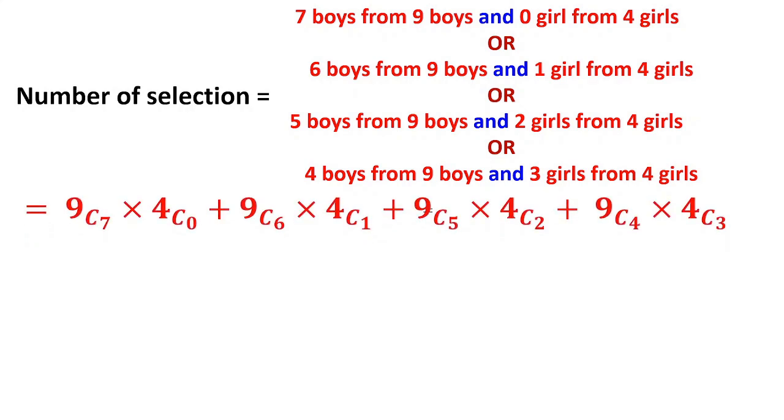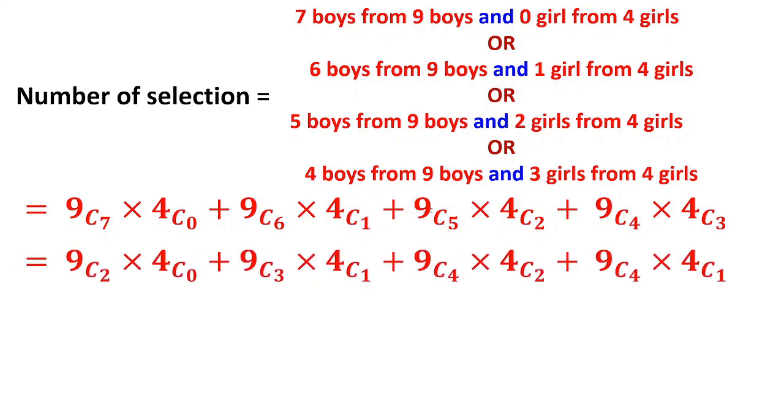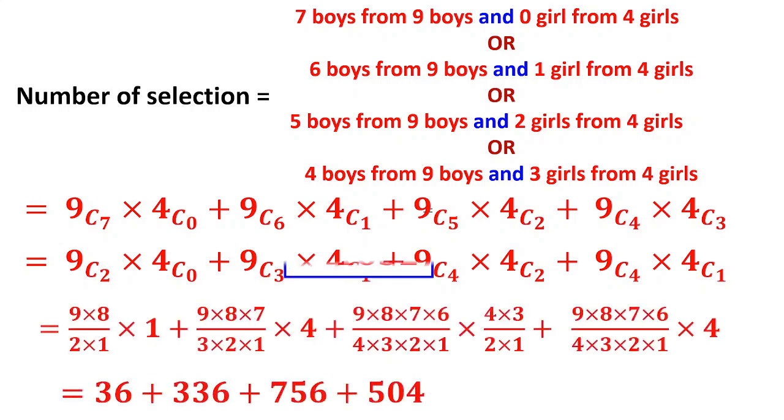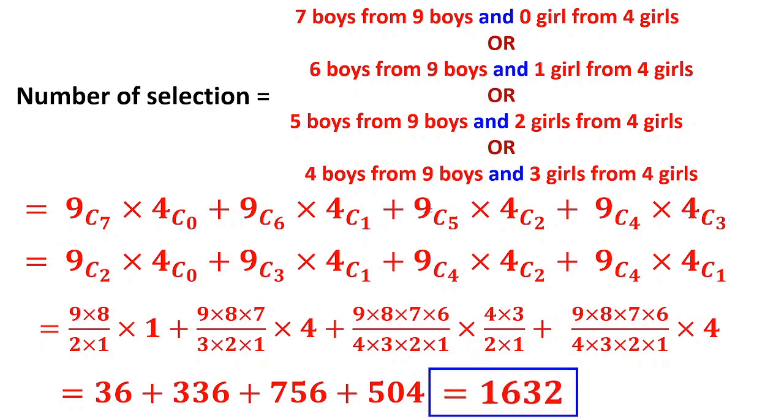7 boys from 9 is 9C7, 0 girls from 4 girls is 4C0, 6 boys from 9 boys is 9C6, 1 girl from 4 girls is 4C1, 5 boys from 9 boys is 9C5, 2 girls from 4 girls is 4C2, 4 boys from 9 boys is 9C4 and 3 girls from 4 girls is 4C3. I am just changing the values again. For example, 4C3 is nothing but 4C1. I am substituting the values. The final answer is 1632. Be careful with this at least and at most.